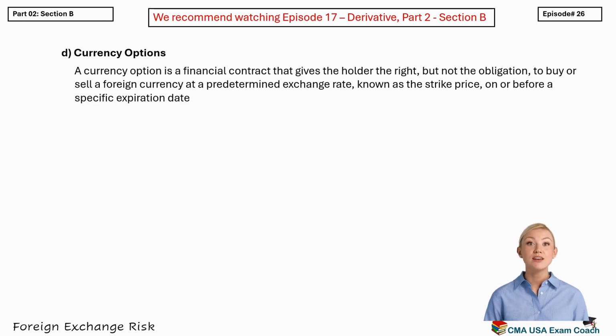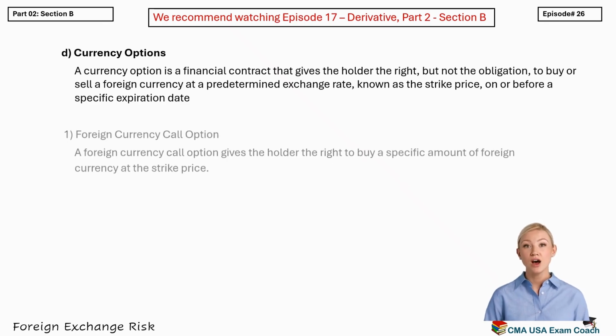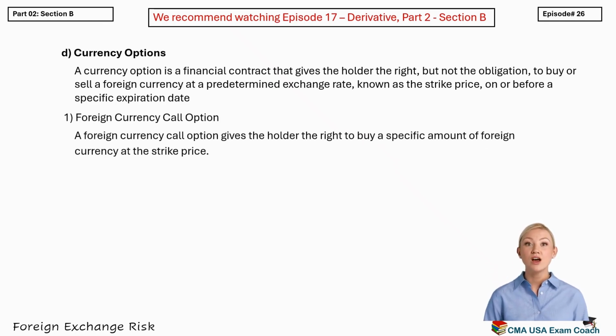Currency options are written on foreign currencies and are available through major exchanges, as well as in the over-the-counter market. There are two main types of currency options. One, foreign currency call option. A foreign currency call option gives the holder the right to buy a specific amount of foreign currency at the strike price. For example, if a company in the US is planning to pay in euros 3 months from now, it may buy a call option on euros.